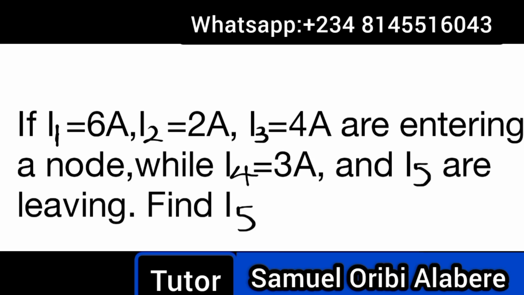So, we are given a question which states that if I1 is equal to 6 amps, I2 is equal to 2 amps, I3 is equal to 4 amps, are entering a node, while I4, which is equal to 3 amps, and I5 are leaving. Find I5.